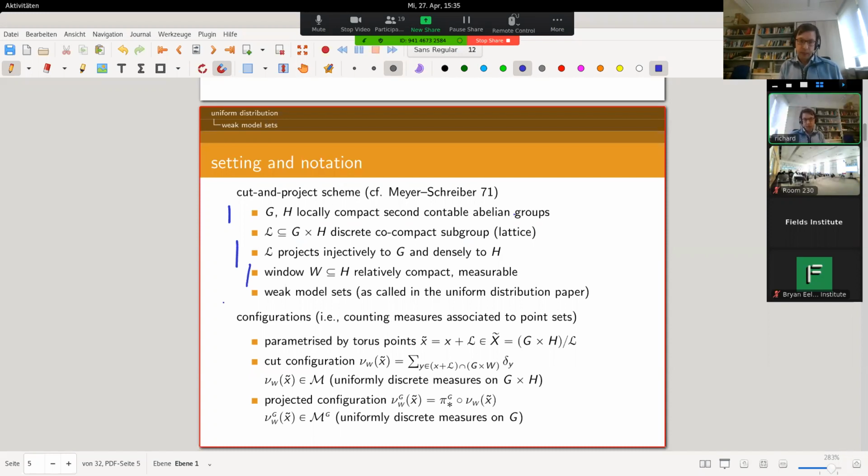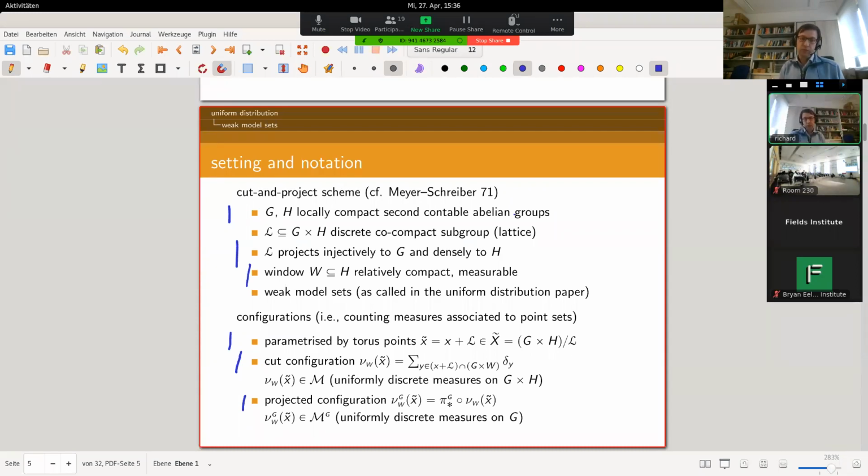So for the notation again, I've indicated this on the last slide, but we have torus points, which we denote by x tilde. X is just a vector from superspace. And we have these cut configurations called nu_W of x tilde, and these projected configurations, which we call nu_W with index G of x bar. And these objects, of course, live in some spaces. The cut configurations live in the space of uniformly discrete measures on G times H.